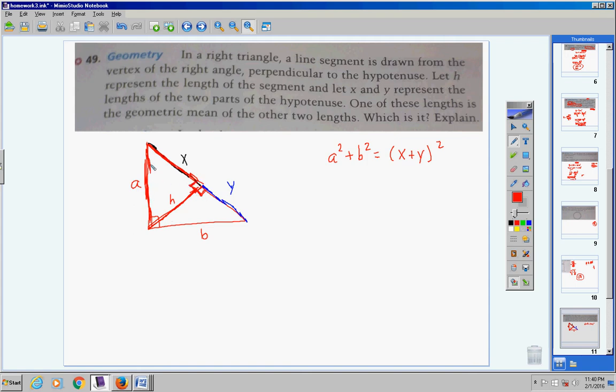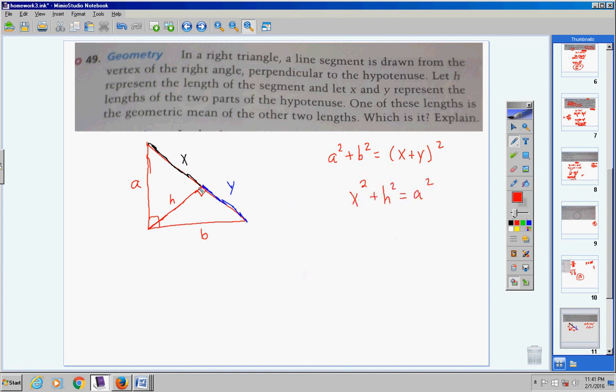So here's my hypotenuse. So I could also say this. Look at this triangle here. I have leg, leg, and here's your hypotenuse over here. I could say x squared plus h squared equals a squared. So I'm going to write that, okay? I'm going to write leg squared, which is x is one of my legs, h is one of my legs, equals a squared.